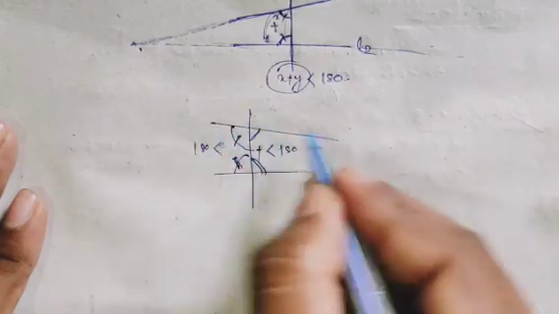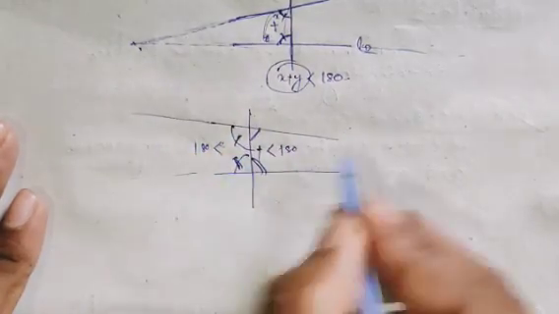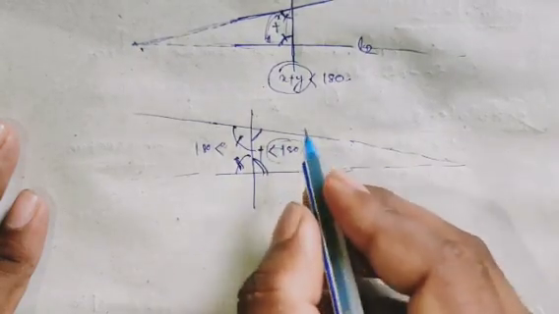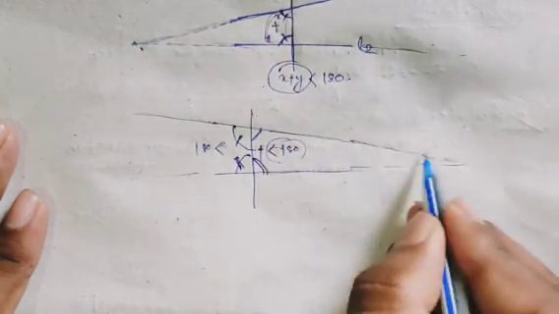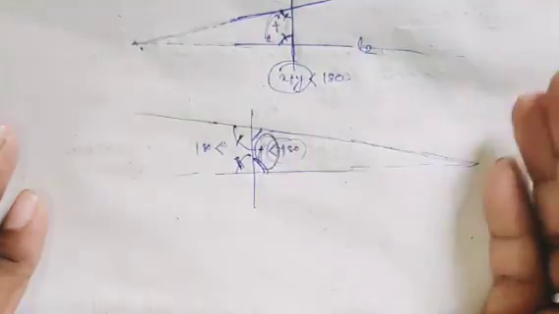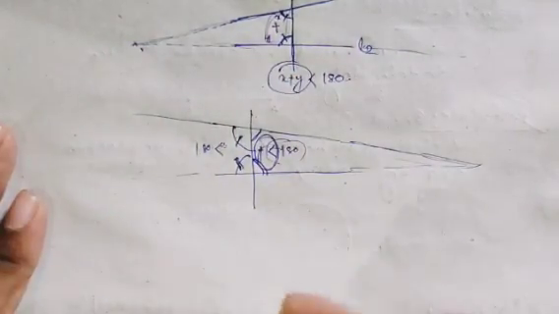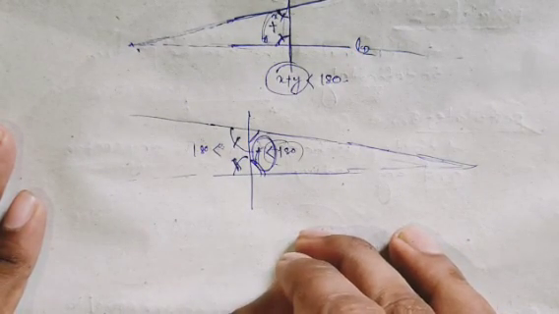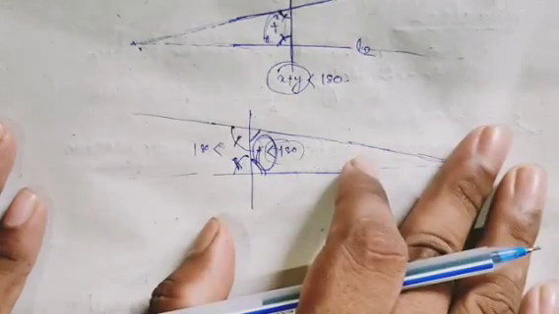If we produce these two lines like this and like this, here the sum is less than 180, so the lines produced will definitely meet on this side, the right side, not the left side. Understand? This is the fifth postulate of Euclid. This is all about the postulates.